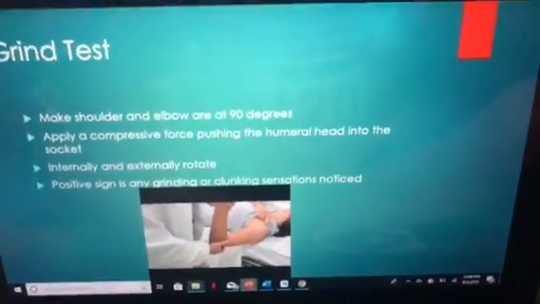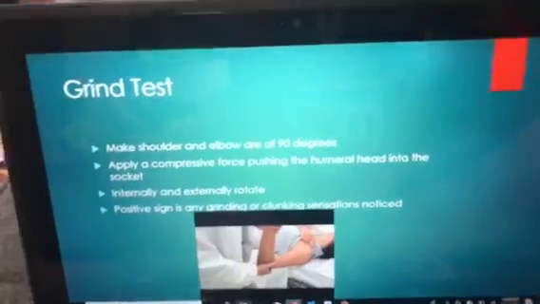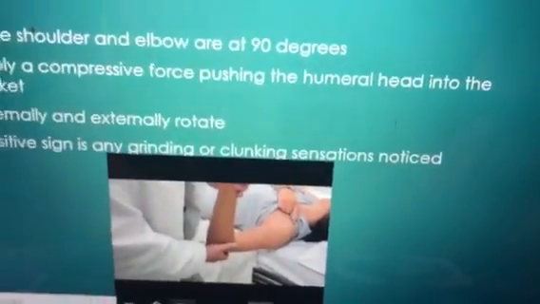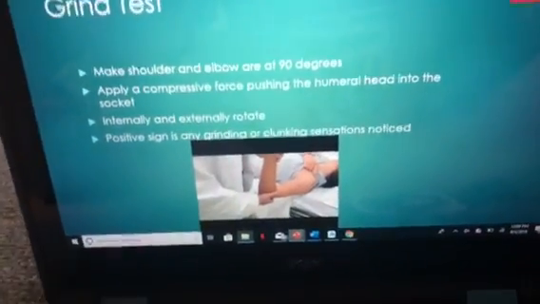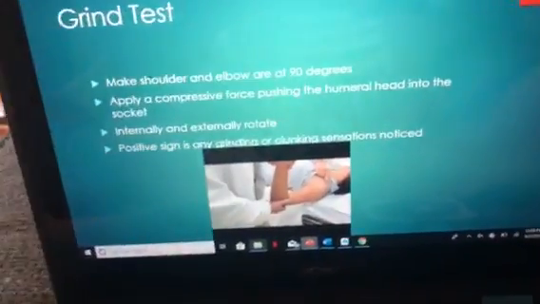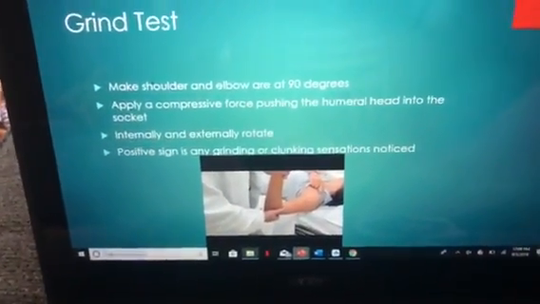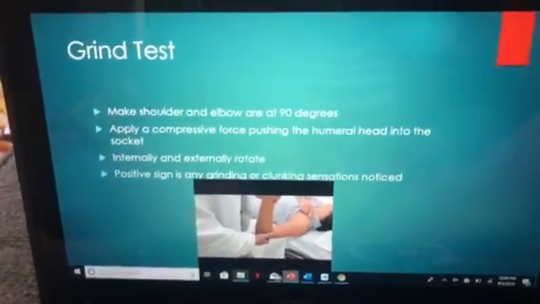For the grind test, you want to have them lying down, and you want it at 90-90, like in the picture here. You want the shoulder at 90, you want the elbow at 90, and you're going to internally and externally rotate, also while adding a compressive force, pushing the humeral head into the socket more. And a positive sign for that is also going to be that grinding, that clunking, the clicking, etc.